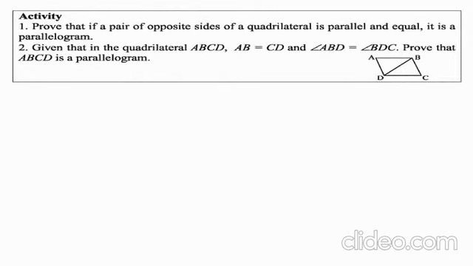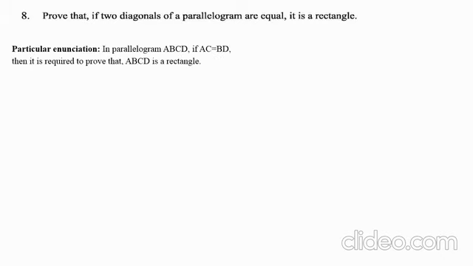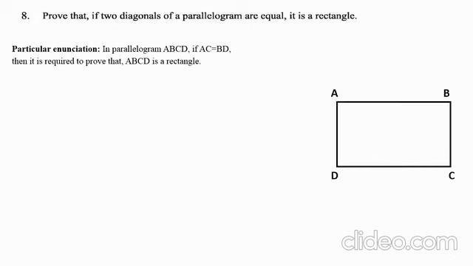Following this, you may solve the activity. Now we'll prove question 2, number 8. Here we need to prove that if two diagonals of a parallelogram are equal, it is a rectangle. Particularization: in parallelogram ABCD, if AC equals BD, these two diagonals are equal, then we need to prove ABCD is a rectangle.